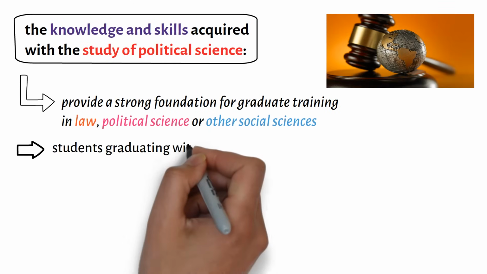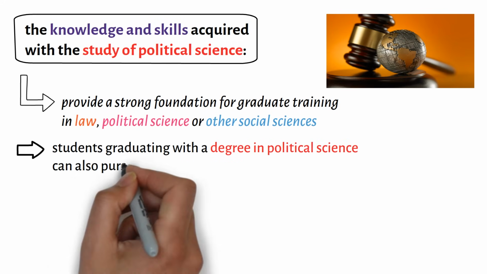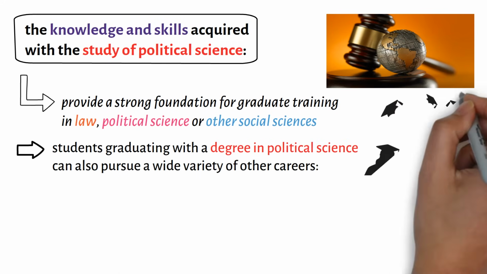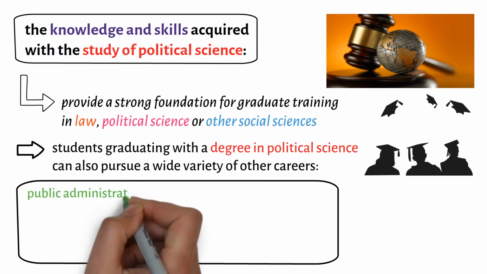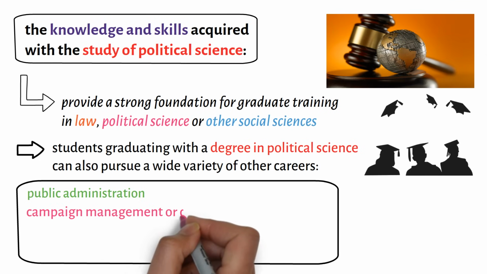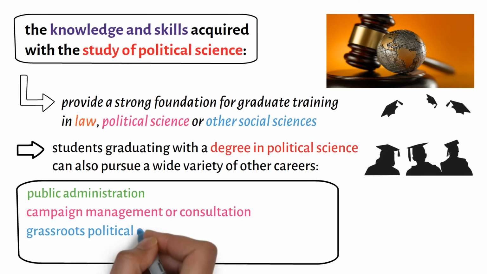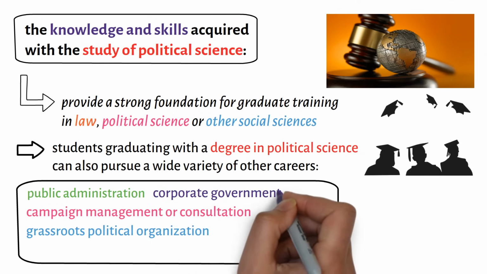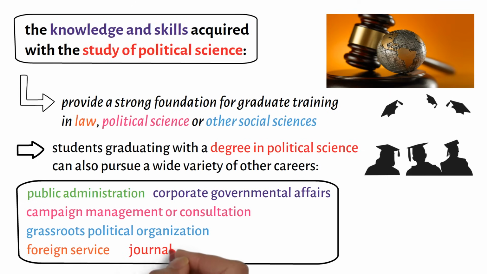Students graduating with a degree in political science can also pursue a wide variety of other careers, such as public administration, campaign management or consultation, grassroots political organization, corporate governmental affairs, foreign service, journalism, lobbying, and teaching.